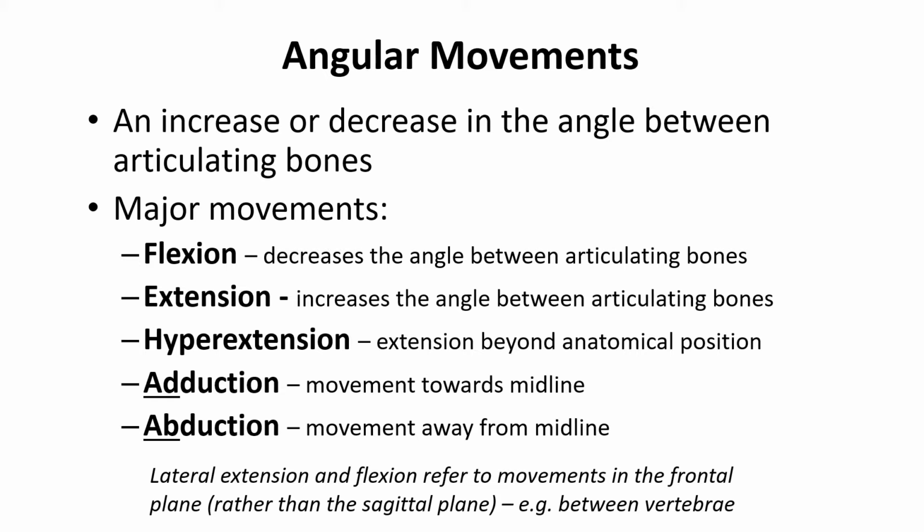Finally, we have adduction and abduction. Ad means towards, ab means away from. So imagine that you stick your arm out straight and put it up high, and then you bring it down to the side of your body. That would be adduction at the shoulder because the arm is moving closer to the midline of the body. Abduction would be the opposite. That would be moving your arm away from your side.